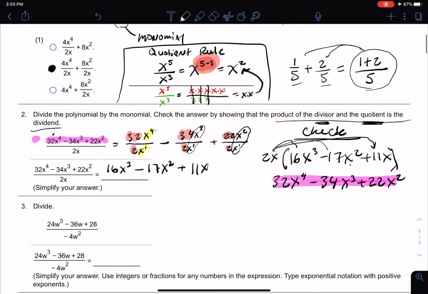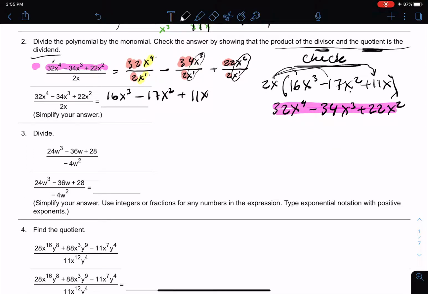Okay, next problem. Divide. Now we have a monomial, so we have to do the same thing. That negative in the denominator can really be kind of clumsy working through the whole problem. So I think I would do it this way. I would realize that on every single problem, you're dividing by a negative, which makes it opposite. I think I'm going to show it anyways. Let's just show it. So this is going to be 24w to the third over our divisor of negative 4w squared.